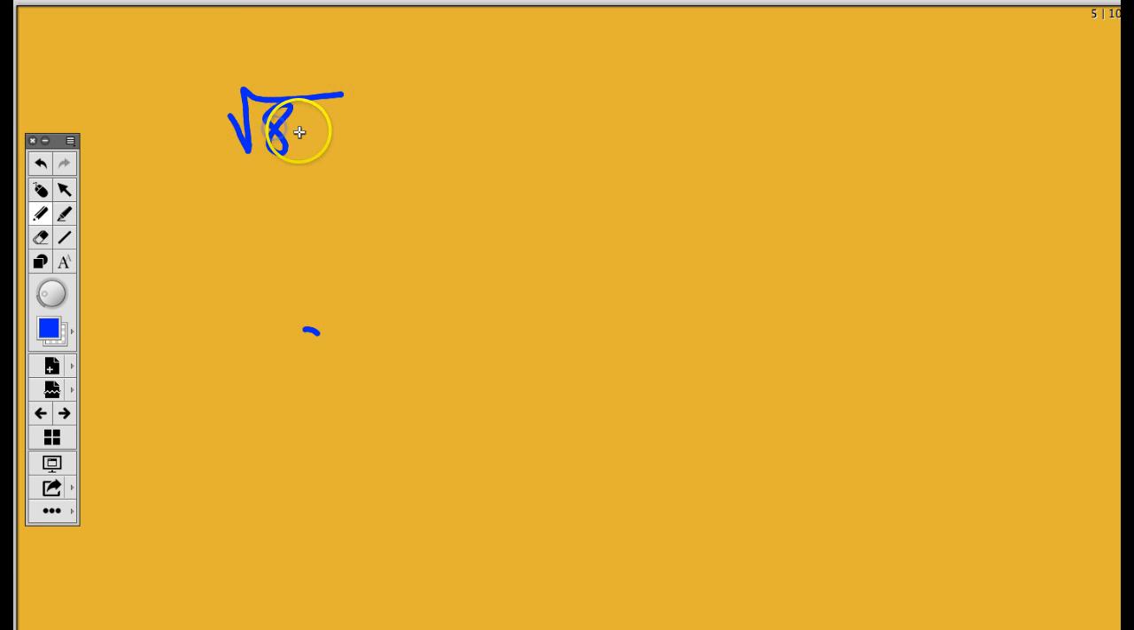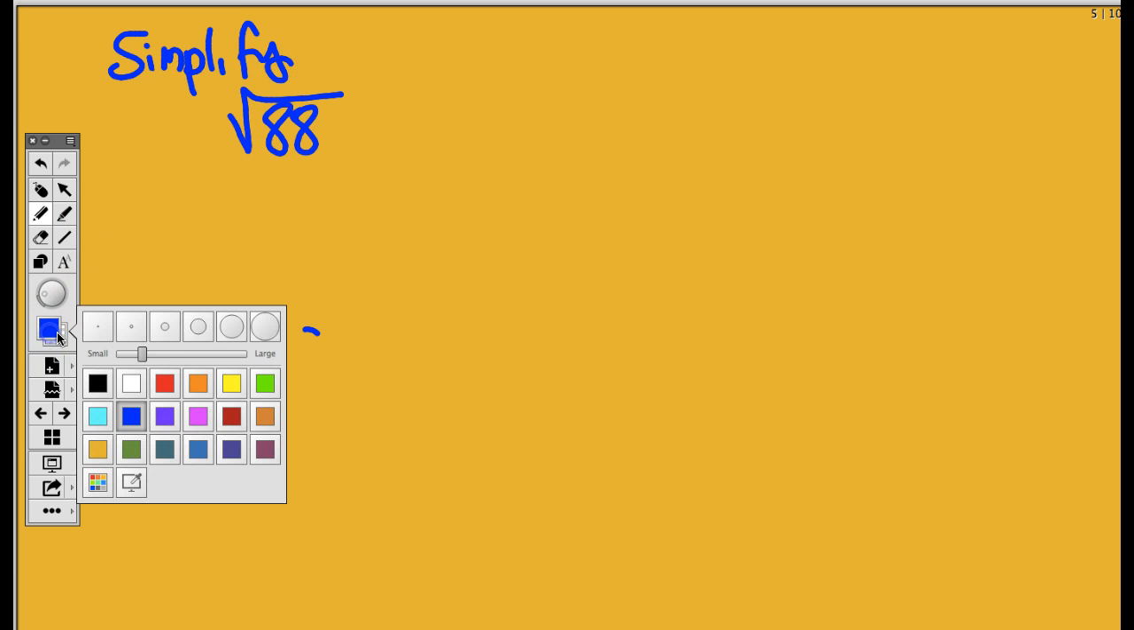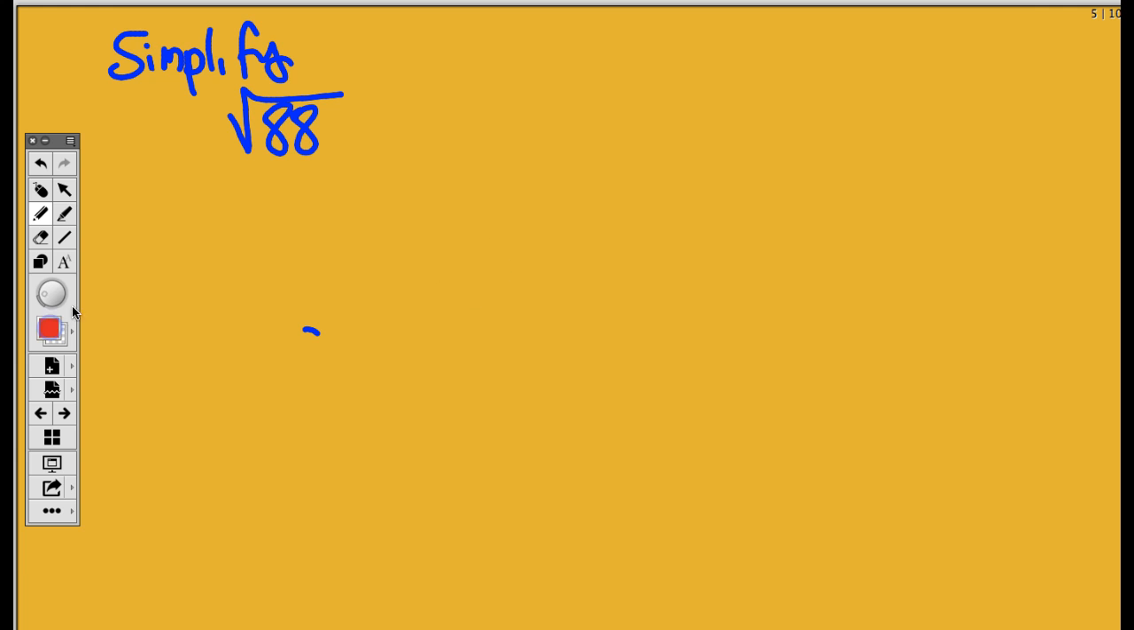Alright, so let's go ahead and simplify the square root of 88. Now I know you guys are like, Miss Choi, what are you doing? But this has to be done. Alright, so we're going to write down steps too because this is very important, okay? So to simplify square root of 88, first we have to find the prime factorization.